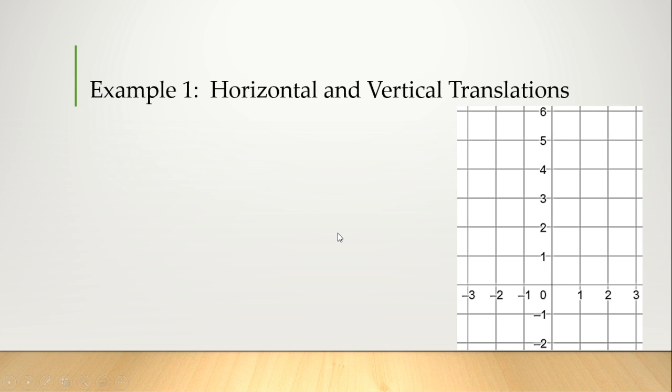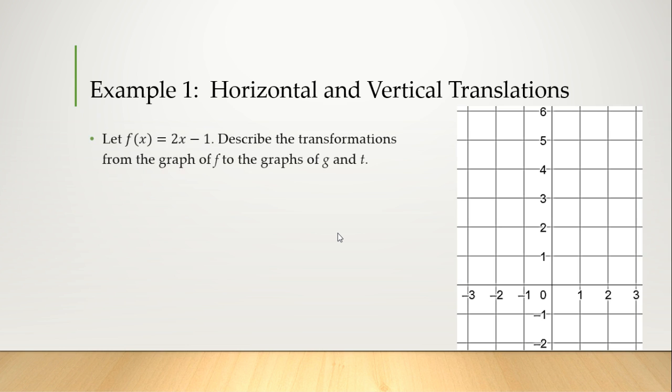So let's see some examples of what this looks like. I've got f of x is equal to 2x minus 1. I want to describe the transformations from the graph of f to the graphs of g and t. So let's see what g and t are. g of x is taking f of x and then adding a 3 to it. So we would take all the values we get from f of x and just add 3.